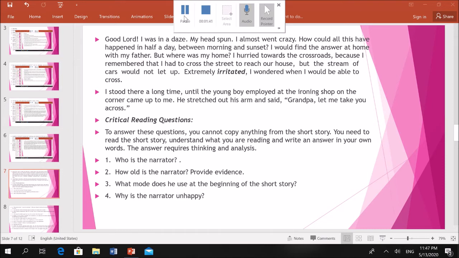He stretched out his arm and said, Grandpa, let me take you across. So this is actually the conclusion of the short story. And now actually, after reading the story, you will be given questions. And again, as we said before, when you answer the question, please do not copy and paste from the text. Please use your own words. So to answer these questions, you cannot copy anything from the short story. You need to read the short story, understand what you are reading, and write an answer in your own words. The answer requires thinking and analysis.